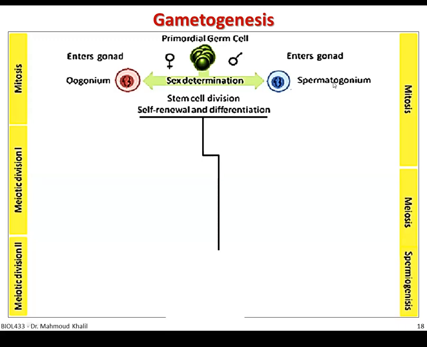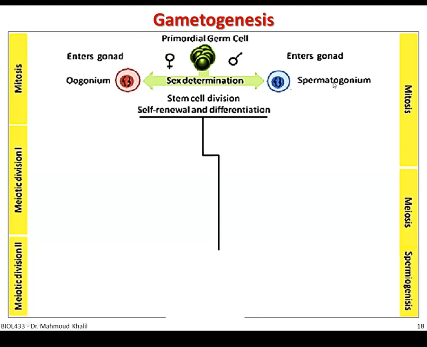Hello, today we'll talk about gametogenesis. Gametogenesis is the process of formation of gametes. So it's either oogenesis or spermatogenesis, where oogenesis is the formation of the female gamete and spermatogenesis is the formation of the sperm, the male gamete.